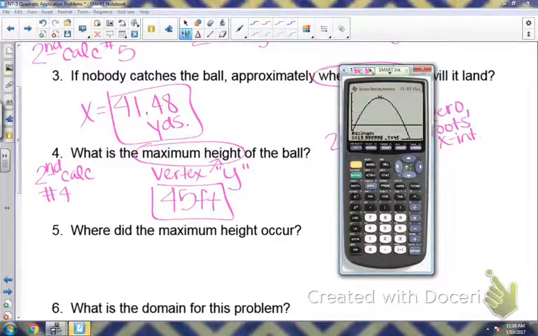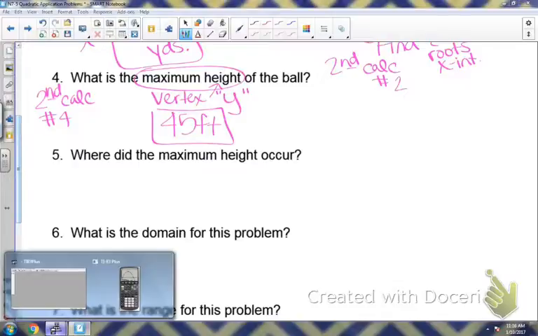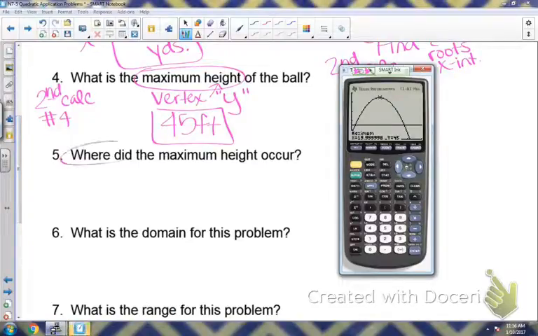Okay, so 5, it says, where did the maximum height occur, which would mean how the yardage, okay? So that would be your x value of the vertex. So if you look at your calculator, the x value was at 20 yards.